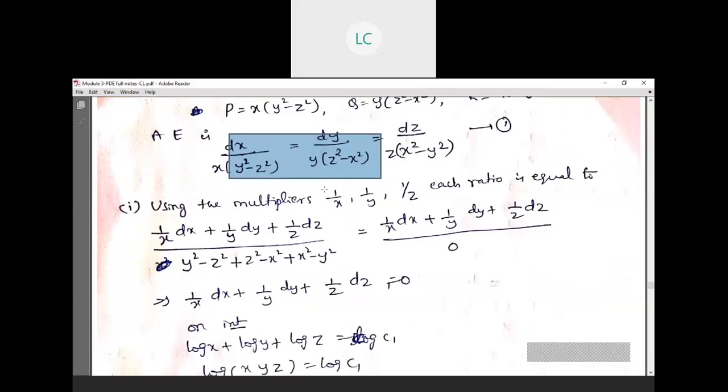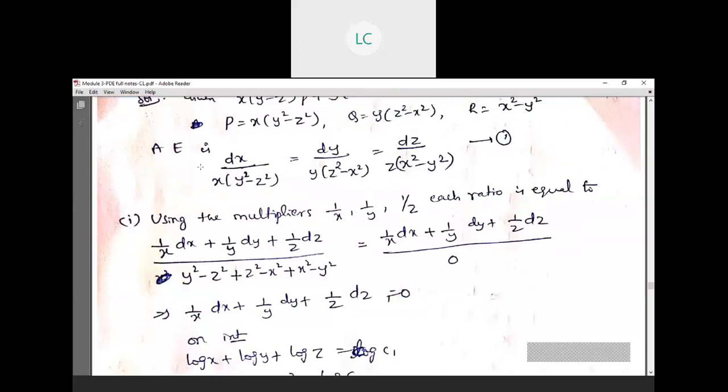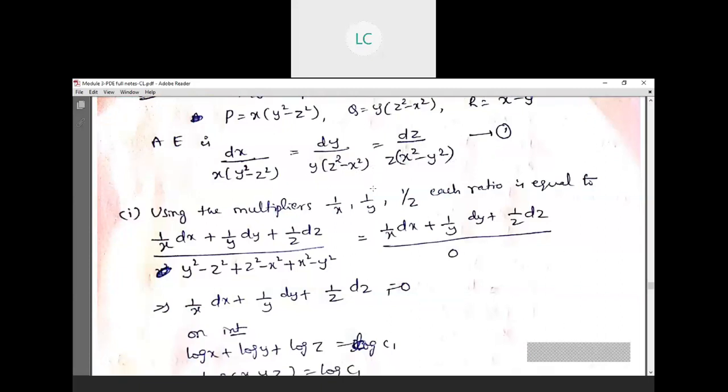So we should choose two multipliers, right? The first multiplier I'm going to use is 1 by x, 1 by y, 1 by z. Suppose I multiply 1 by x, 1 by y, 1 by z. Here also 1 by x, so we can cancel x here. Y square minus z square. Here also we do 1 by y, y gets cancelled in the denominator, plus z square minus x square. Here also z gets cancelled. X square minus y square. We can cancel all the denominator values.